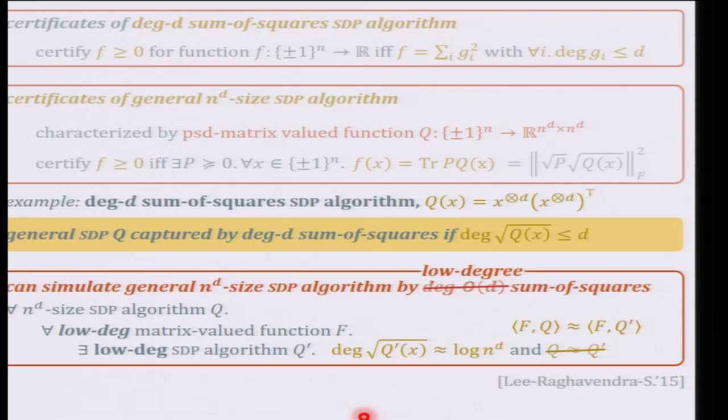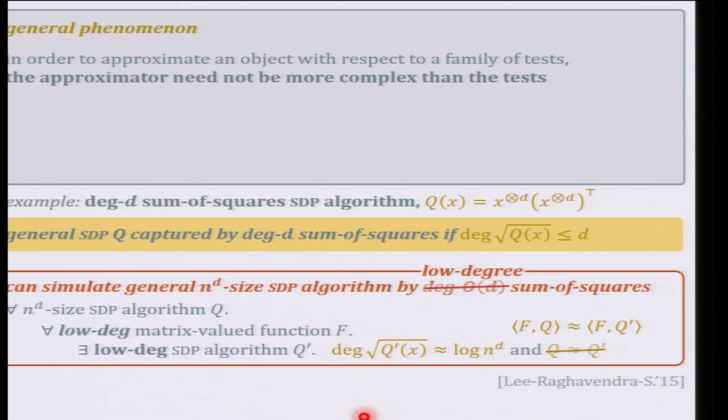So what we now want to show is that for every n to the d size SDP algorithm q, and for every low degree matrix function f, there exists a low degree SDP algorithm q prime such that the correlation of f and q is the same as the correlation of f and q prime. This is the key ingredient of the proof, and let me show you that proof.